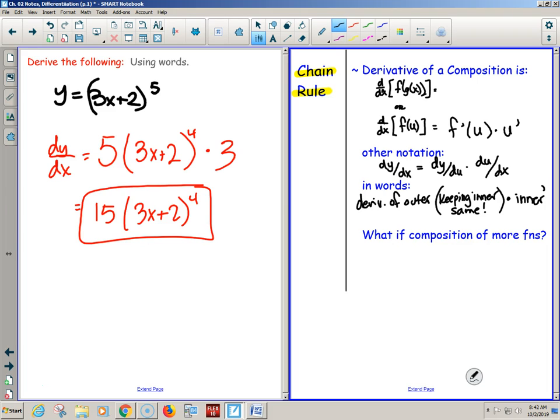But if we were to write that the snazzy way, we wouldn't be writing u, we would be writing g. So it would be f prime of g of x times g prime of x. That's the snazzy way of writing it. Whoa. F prime of g of x times g prime. But it's just a derivative of the outer, keep the inner, times the derivative of the inner.